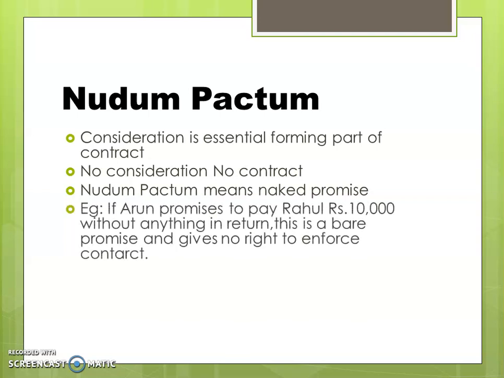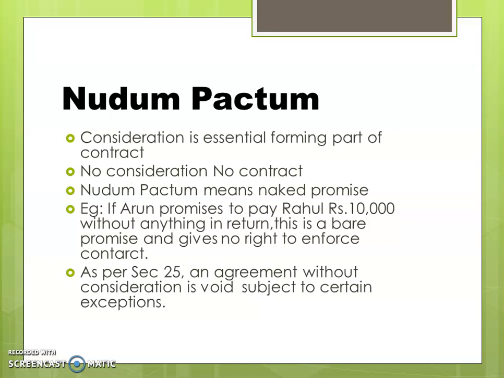So for example, if Arun promises to pay rupees 10,000 without anything in return, this is a bare promise and gives no right to enforce the contract. That means this is without any exchange of goods or services. Mr. Arun is freely giving 10,000 rupees to his friend. So there is nothing in return in this kind of contract, but this gives rise to what we call Nudum Pactum or naked promise, and subsequently the contract becomes void.